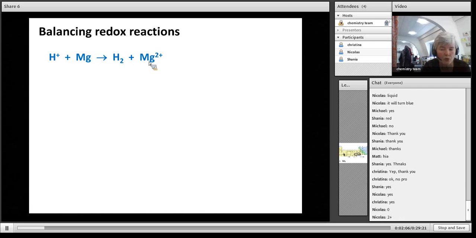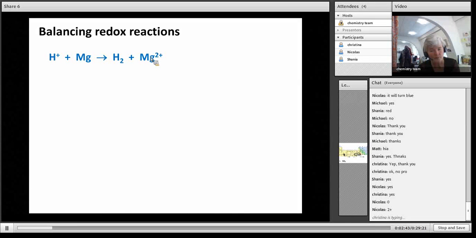It's rule number four, where it says the charge of a simple ion is the same as its oxidation number. By simple ion, we mean only that element makes up the ion. It's not MgO2 plus or something like that. It's just Mg2 plus. So I have gone from an oxidation number of 0 to an oxidation number of plus 2. So has the oxidation number become more positive, or has it become more negative? Christina is typing. But okay, it's become more positive.